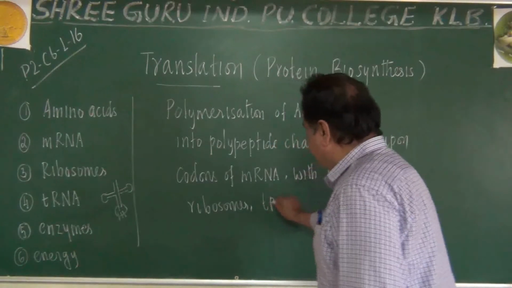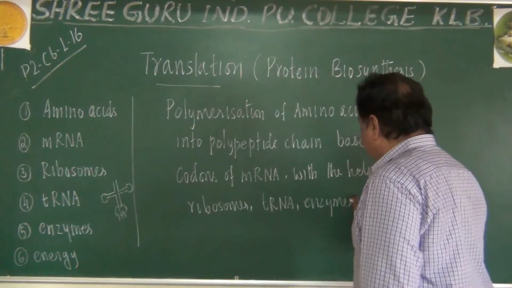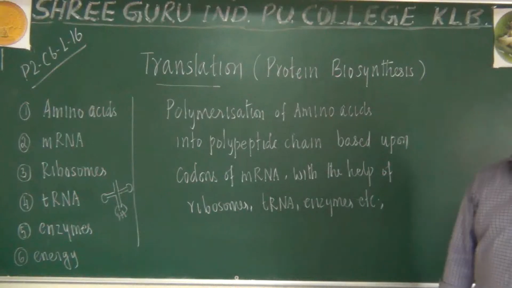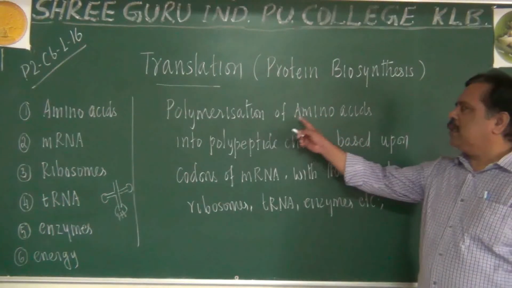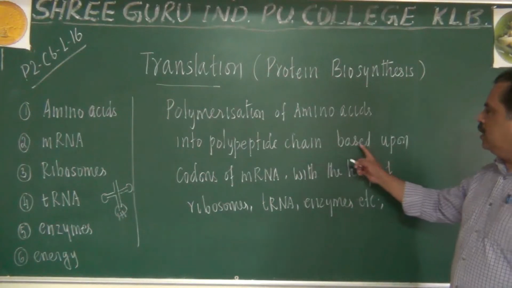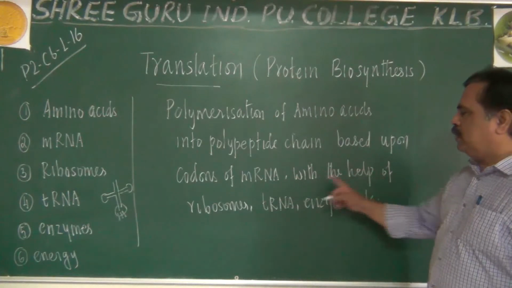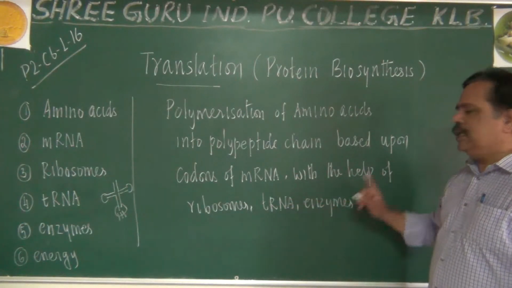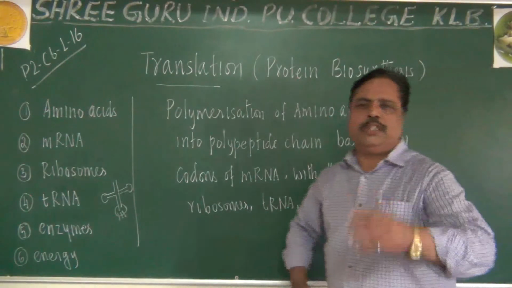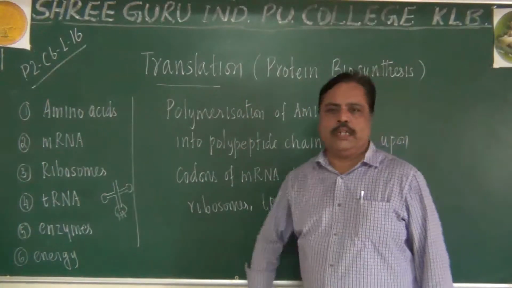Then tRNA, then enzymes, we can say. This is the definition for translation. What is translation? It is the polymerization of amino acids into a polypeptide chain based upon the codons of mRNA with the help of ribosomes, tRNA, enzymes, etc. Here, etc. refers to some energy and all the process we can say. So this is called the process of translation.